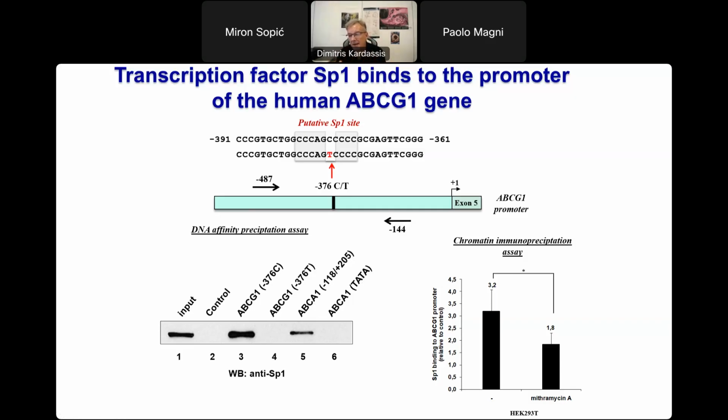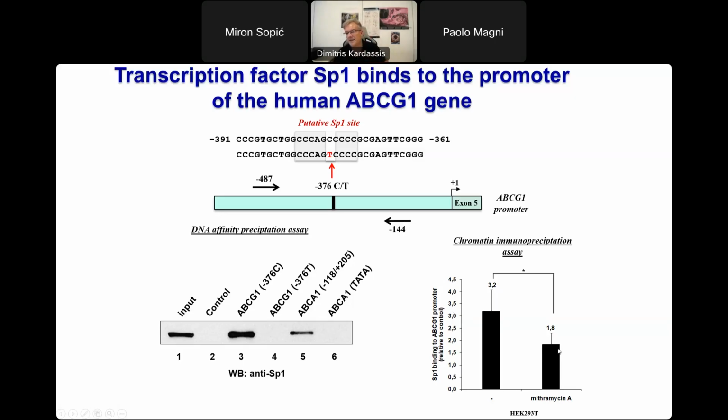And a final experiment that we did more in vivo was a chromatin immunoprecipitation, the protocol that I described, where we immunoprecipitated the chromatin with an SP1 antibody, and we found that the ABCG1 promoter was there, as you can see here. This is SP1 binding to the ABCG1 promoter.